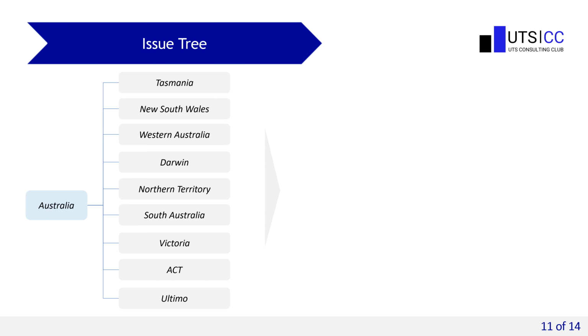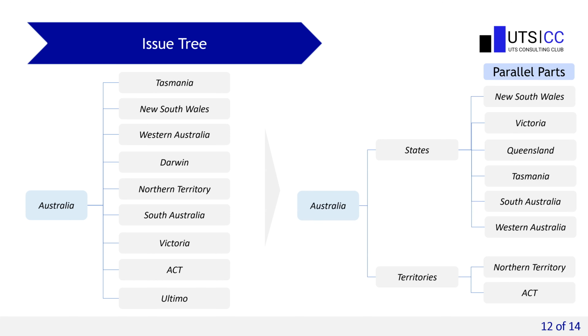So how would this issue tree look if it was MECE and had parallel parts? We would first break down Australia into 2 mutually exclusive parts, states and territories. It is collectively exhaustive as it includes all states and territories under both branches. In regards to parallel parts, the elements broken under each category for state and territory are all on the same level. States are all grouped as states and territories are grouped together.